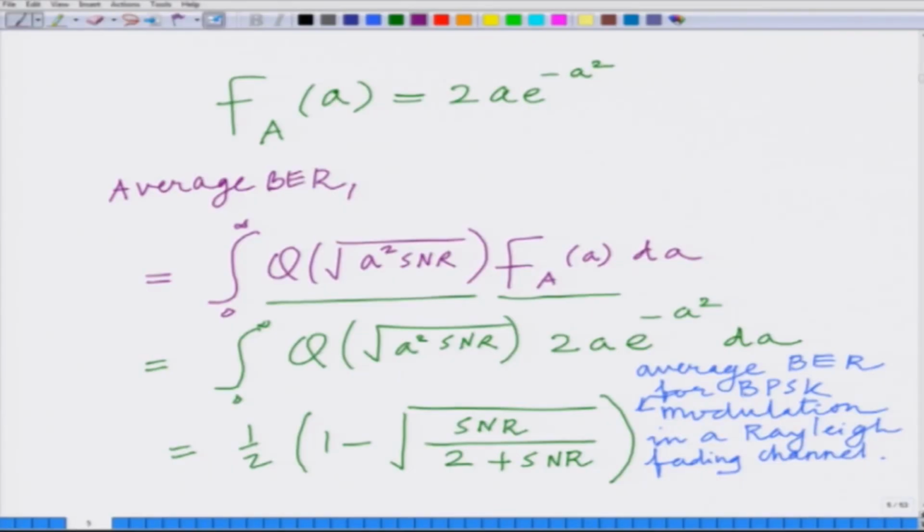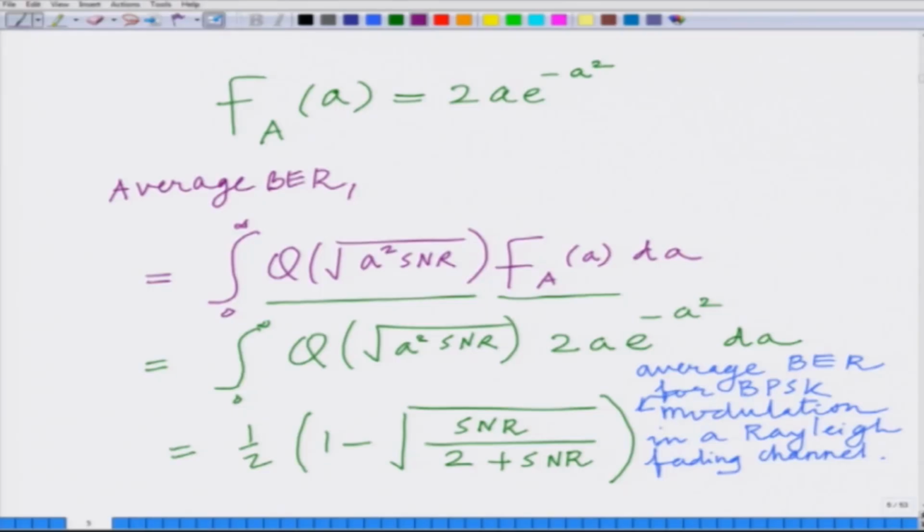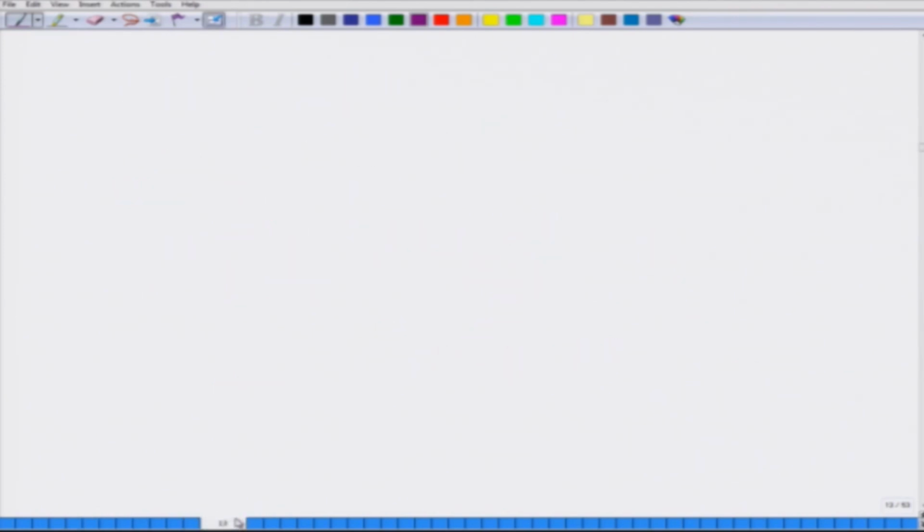What we said was we have to evaluate the average of this bit rate expression Q of square root of A square times SNR with respect to the distribution of the amplitude of the fading channel coefficient A, which is given by the Rayleigh density 2A e to the power minus A square. So, that is something that we are going to do in the module today, that is to evaluate the exact expression for the bit error rate.